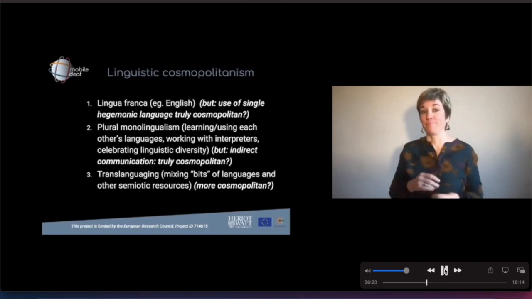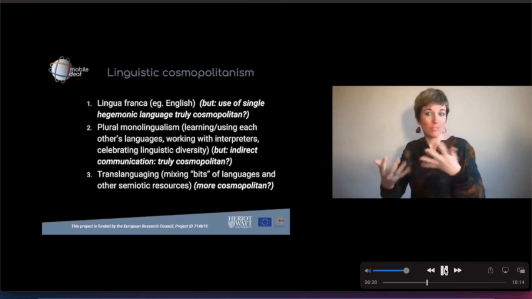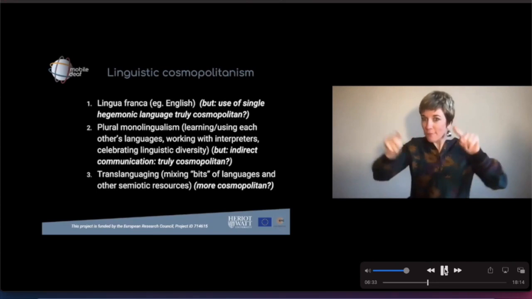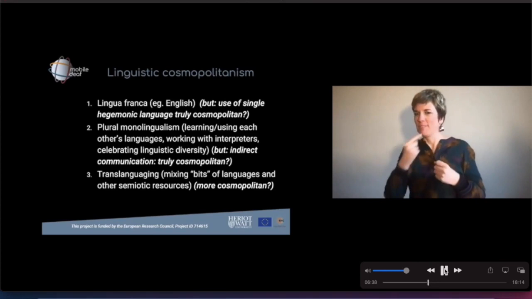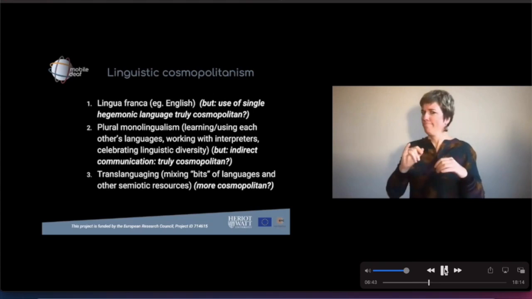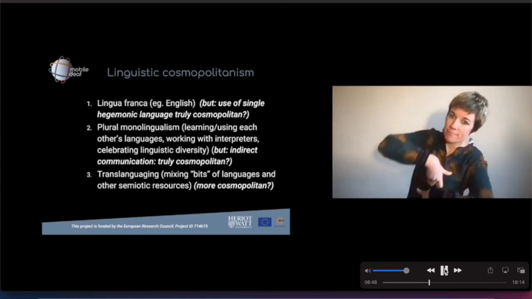The second is plural monolingualism, where people learn and use each other's languages, work with interpreters to aid communication, but really keep and celebrate linguistic diversity. The argument against that, again, is that, well, is it cosmopolitanism if it is not direct communication? If there is no calibration or real language adaptation or adjustment being made?